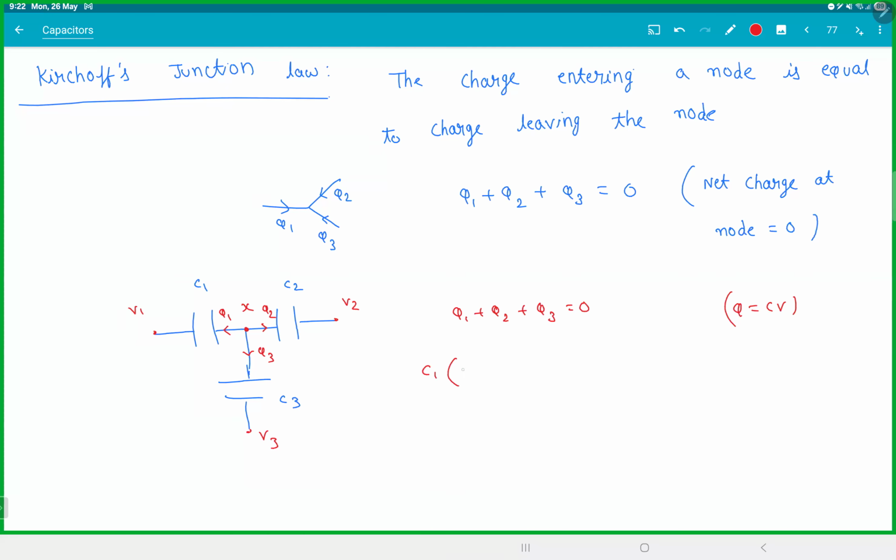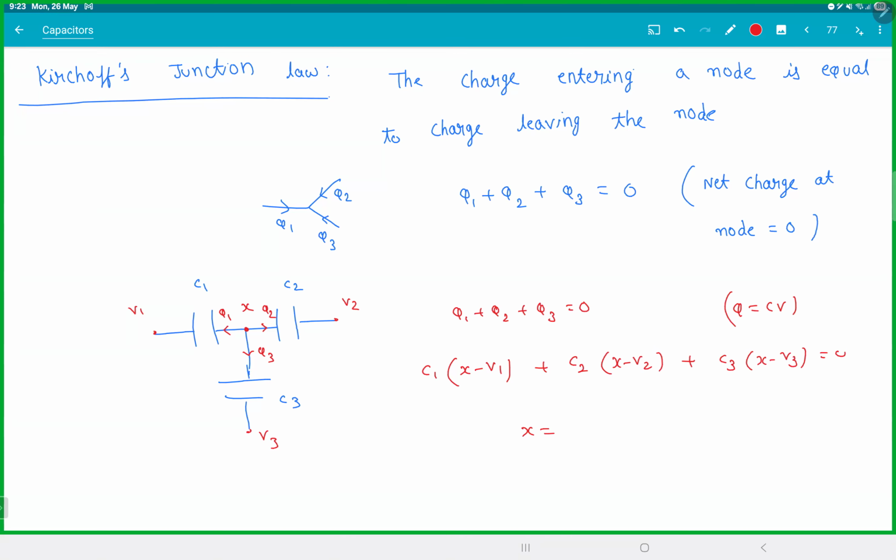Q1 is C1 into X minus V1, because charge is going from X to V1, so X is greater than V1. Q2 will be capacitance into potential difference, again X minus V2. Q3 will be capacitance into X minus V3, and the sum is equal to 0. Solve for X, you'll get the answer. So this is how you can find potential at a node. This is the main idea there.